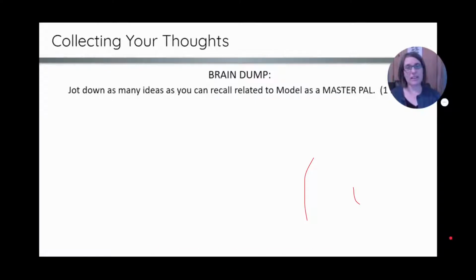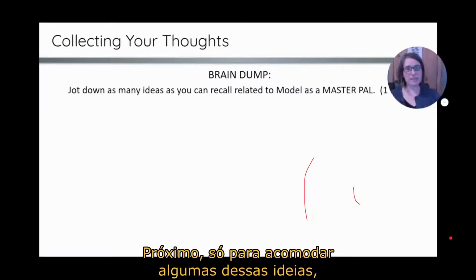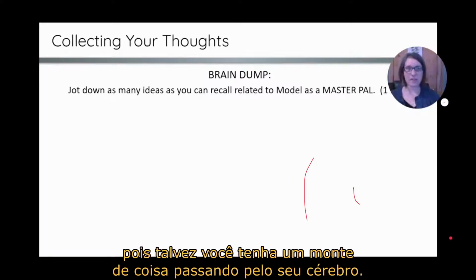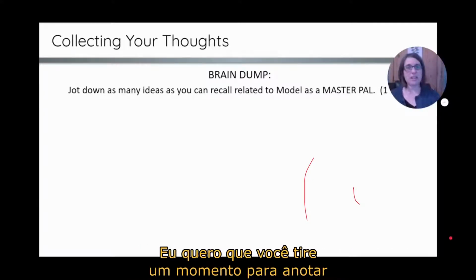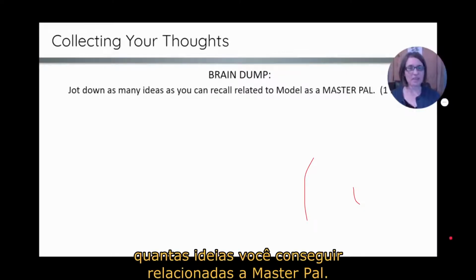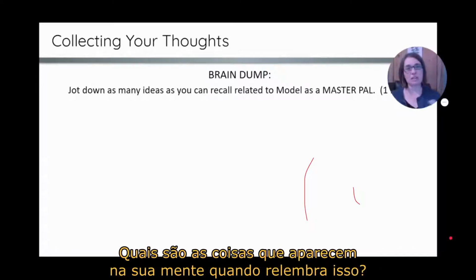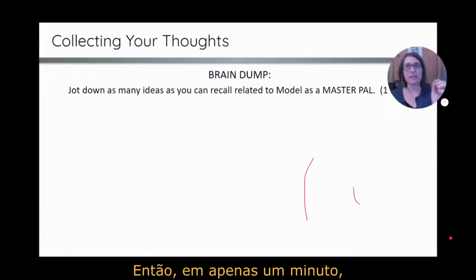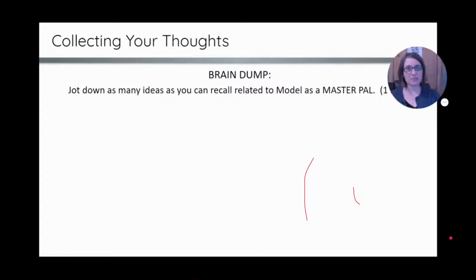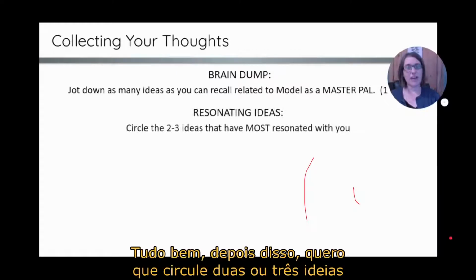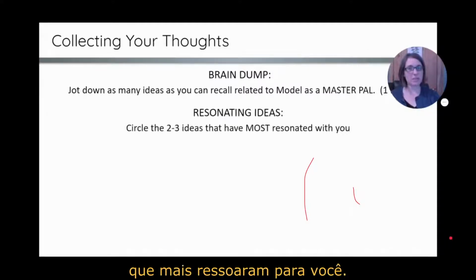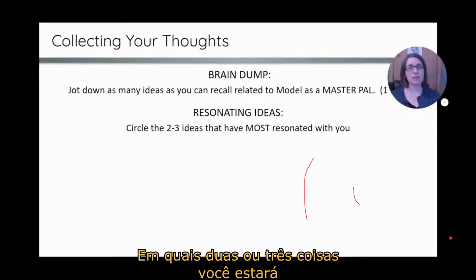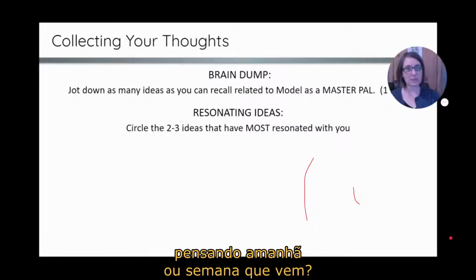All right. Next up, just to culminate some of these ideas, because perhaps you have lots of things rattling around in your brain, I want you to just take a moment to jot down as many ideas as you can related to MasterPal. What are the things that come to you that you're recalling from this? So just in 1 minute, let your ideas flow from one to the next and jot down what you can. Pause if you need to. All right, after you've done that, I want you to circle 2 or 3 ideas that have most resonated with you. What 2 or 3 things are you going to be thinking about tomorrow or next week?